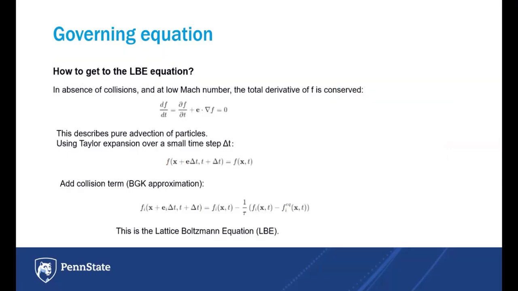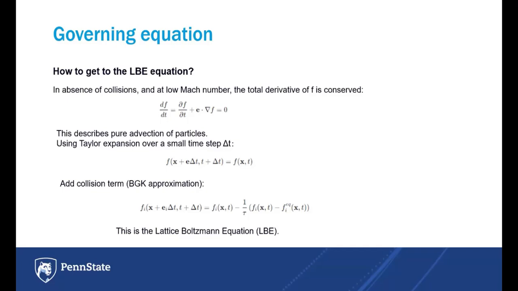So now that we have defined the distribution function f(x, t), how do we describe its evolution? Let's start with a simple case: low Mach number and no collisions. Under these conditions, the total derivative of f is conserved. This means the function is transported along the particle's trajectory. Mathematically, this is written as the first equation.